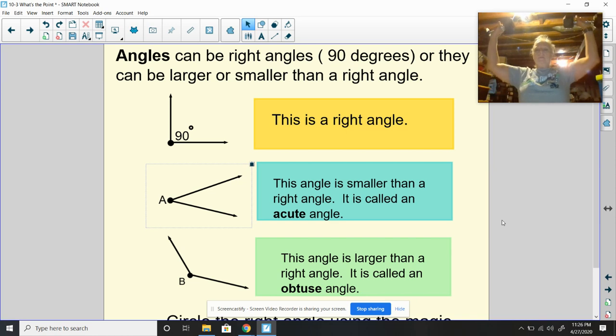So when I'm doing weights, I am doing angles. When I'm doing my bicep curls, I'm going to turn to the side so you can see a little bit better. I have acute angles, obtuse angles, acute angles, obtuse angles. Even working out is geometry.